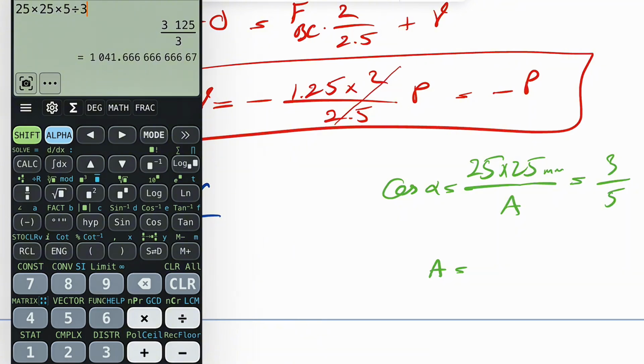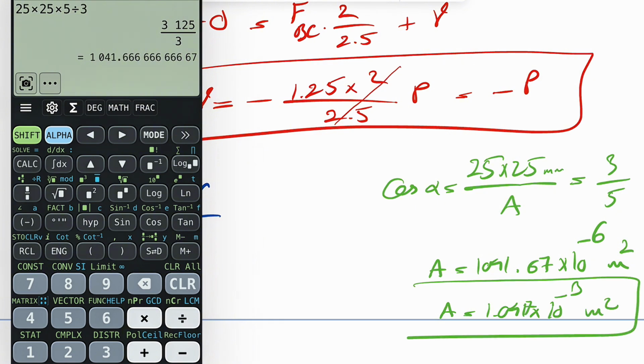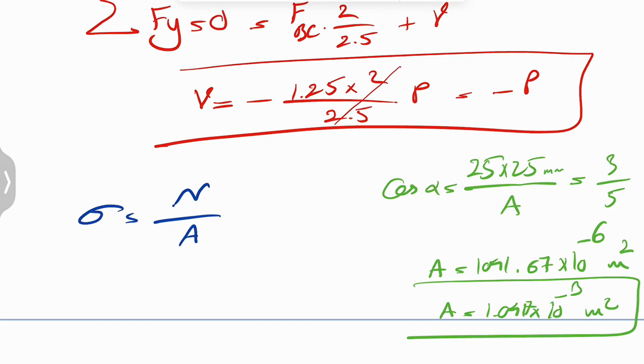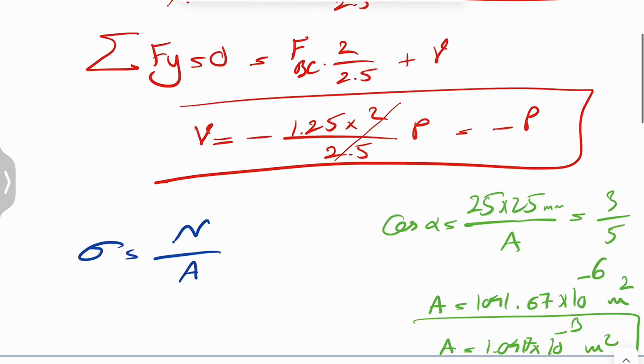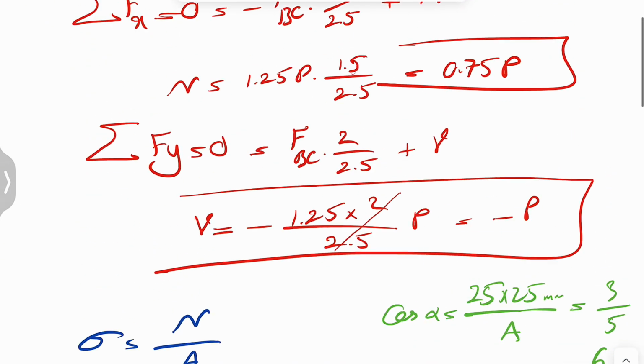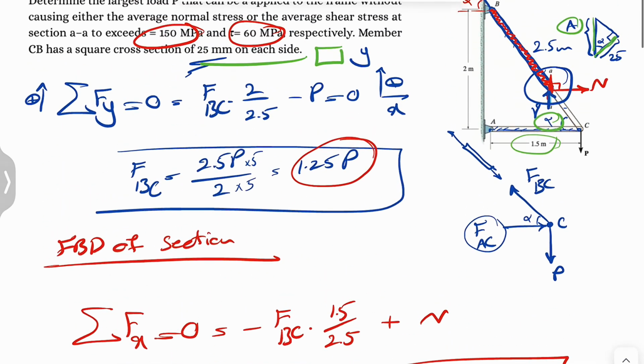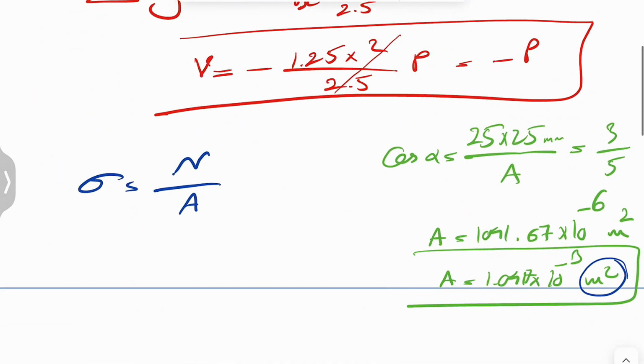And because all of these are in millimeters, we need to multiply this value by 10 to the minus 6. So 1041.67, that's going to give us meter squared, or the area would be 1.0417 times 10 to the minus 3 meters squared. And the rest of this is pretty easy, so we just have to put the values in here. And I did that in meters squared because the values that we have in here are in Pascal.